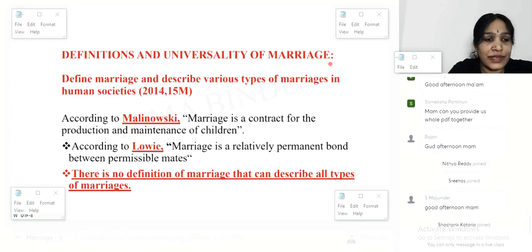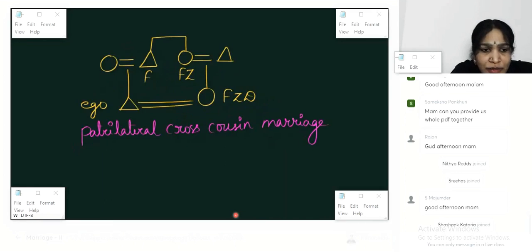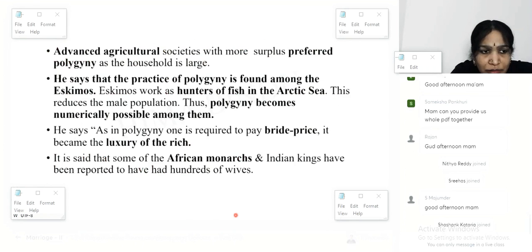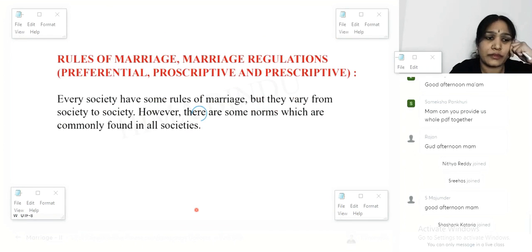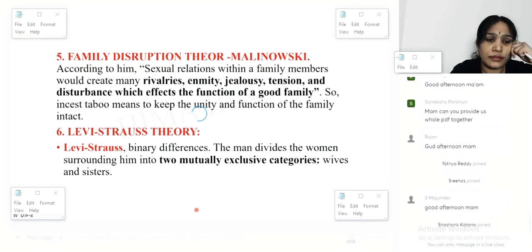So this is one previous question, that is, define marriage and describe various types of marriages in human societies. I'm giving you the notes. This is all you will get. Look at here, all this information you will get. Incest taboo, theories explaining incest taboo. This is all the notes that you will get.